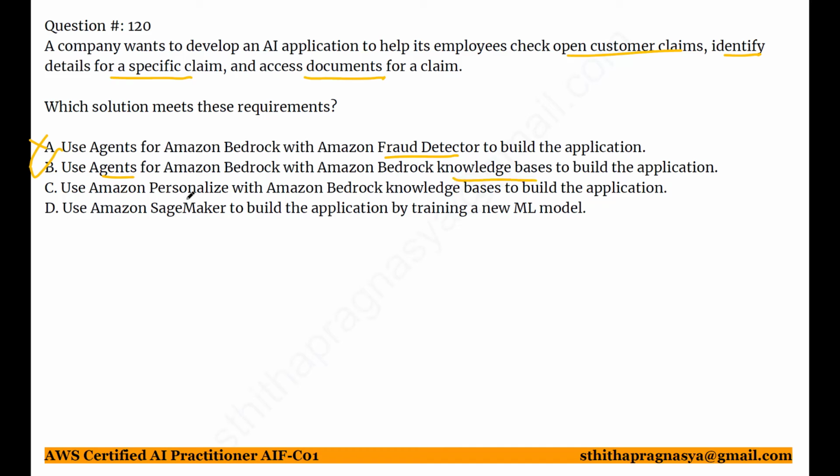And option C, again Personalize, we already know this. This is a recommendation engine for providing personalized suggestions such as product recommendations. It is not designed for claim management or querying documents. And even though SageMaker is a powerful platform for building and deploying ML models, training a custom model from scratch is resource intensive and unnecessary when existing solutions, which are Agents for Amazon Bedrock, can meet the requirements without extensive development. So why not pick that? Answer is B.